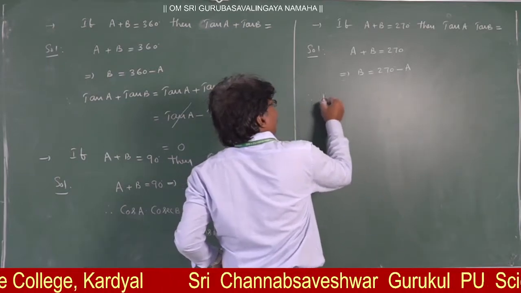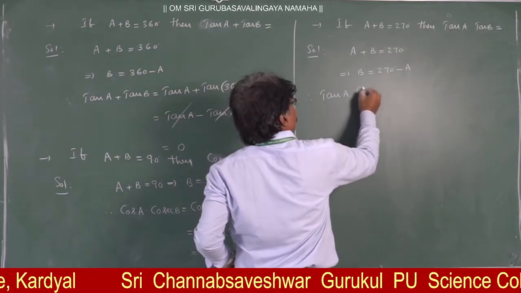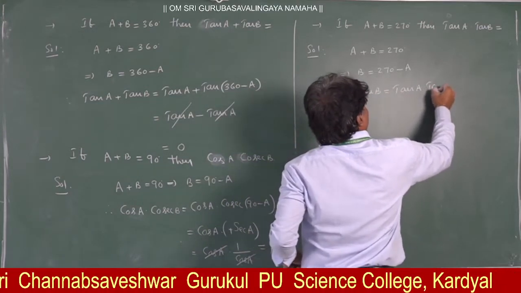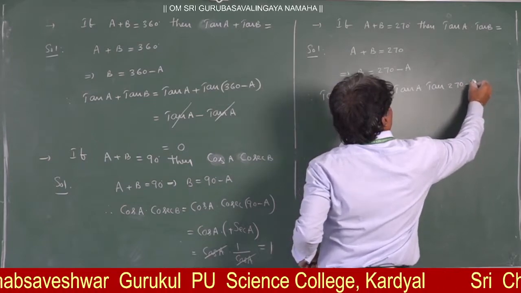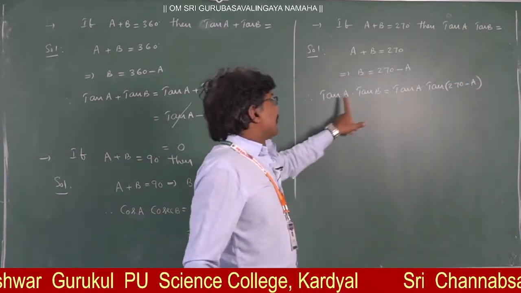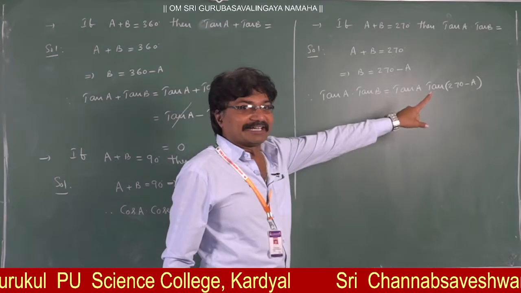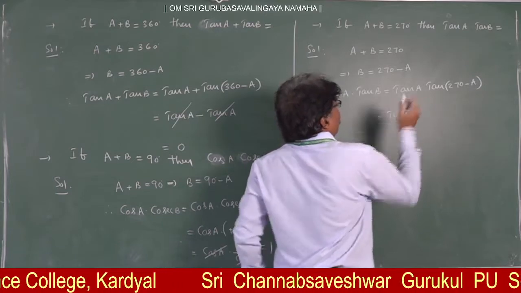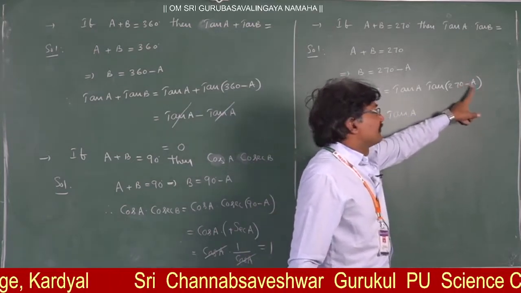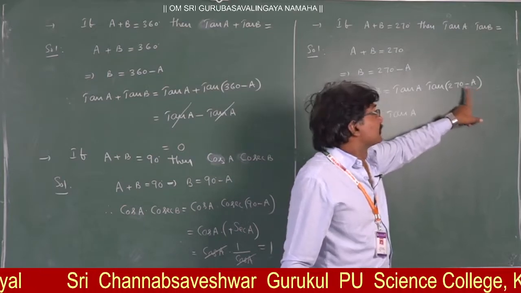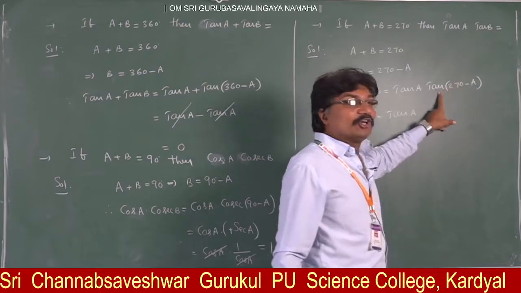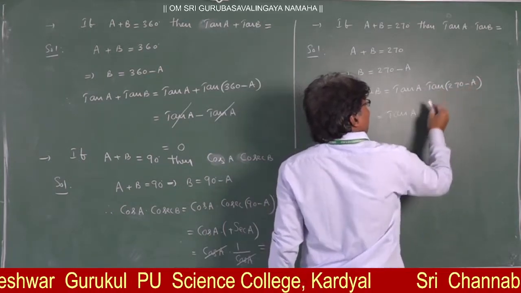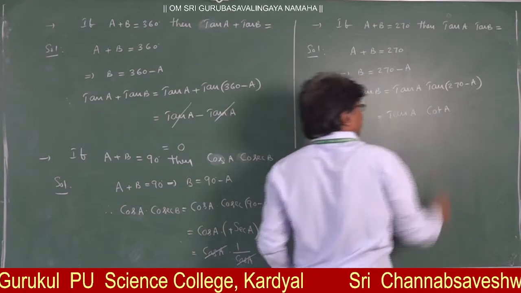Therefore, what is our required value? Tan A into tan B, where B is equal to 270 minus A. That is equal to tan A into tan of 270 minus A. 270 minus theta belongs to the third quadrant. In the third quadrant, tan is positive. For 270 minus or 270 plus, tan will be changed to cot A.